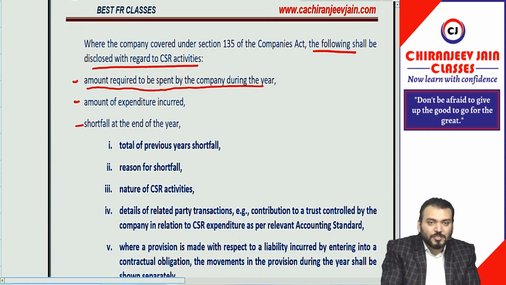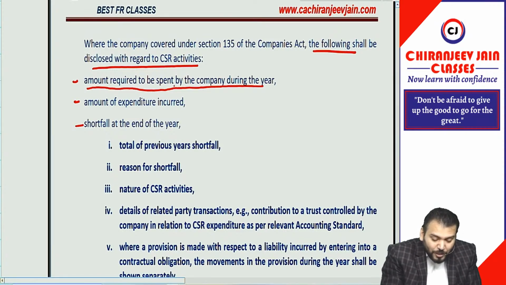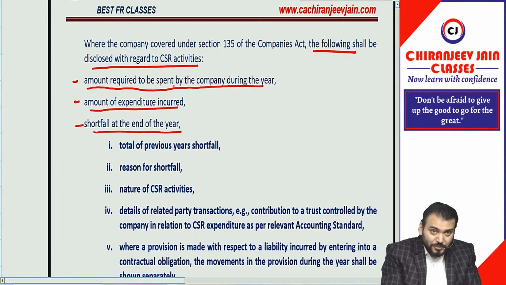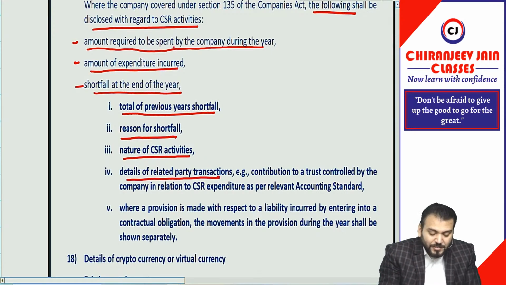Amount required to be spent by the company during the year. So you know it is 2% of the average profit. Yes, sir. So amount required to be spent, amount of expenditure incurred, shortfall at the end of the year. These disclosures are required. Total of previous year shortfall, reason of shortfall, nature of CSR activities, details of related party transaction.